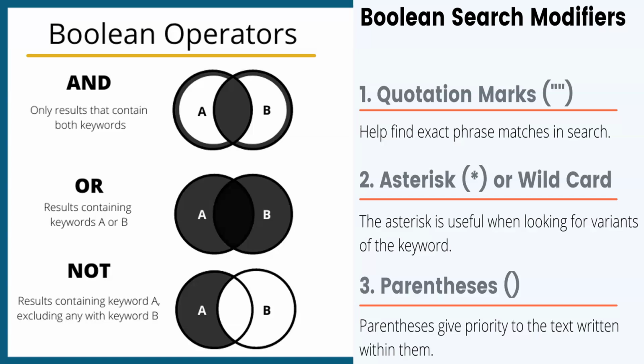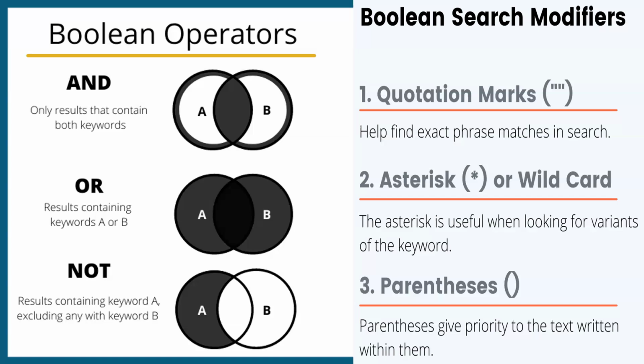For example, if you keep MANAG and asterisk, that might consist of the words MANAGE, MANAGER, MANAGEMENT. So MANAG asterisk means any word starting from those letters will always come up. So asterisk or wildcard will help you to find all those articles starting with a few letters.